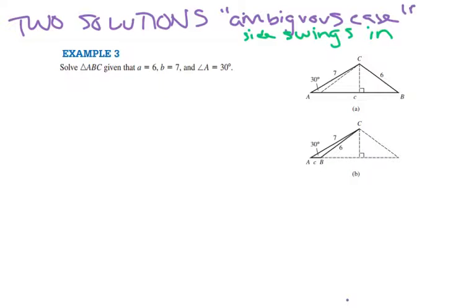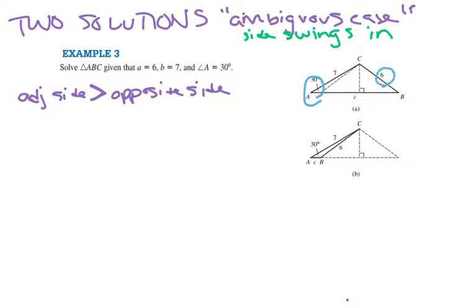And again, what does that mean for our cases? That means when the adjacent side is bigger than the opposite side, you get 2 cases. Alright, so first thing we're going to do is set up our proportions. So in both of them, no matter what, you have your sine of 30 and the opposite side is 6. Even if it's here, because the opposite side is still here. So we still have sine of 30 degrees in proportion with side length of 6.